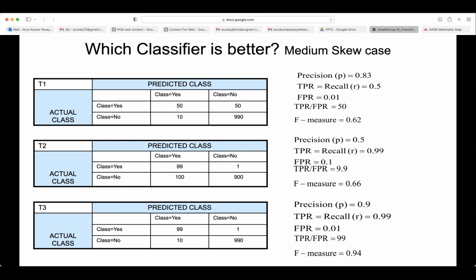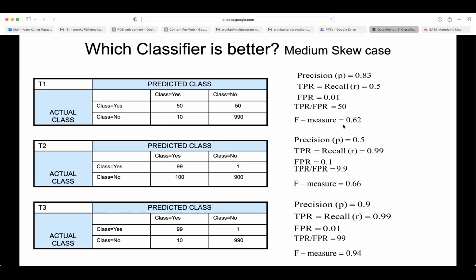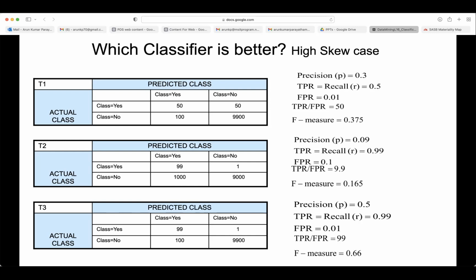So some more examples here. The first one, the F measure is 0.62. FPR, this is the same thing. This is also the same, right?